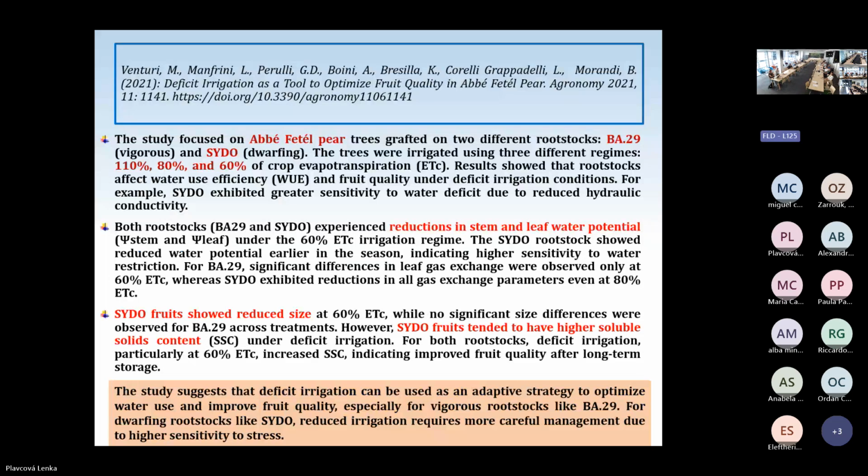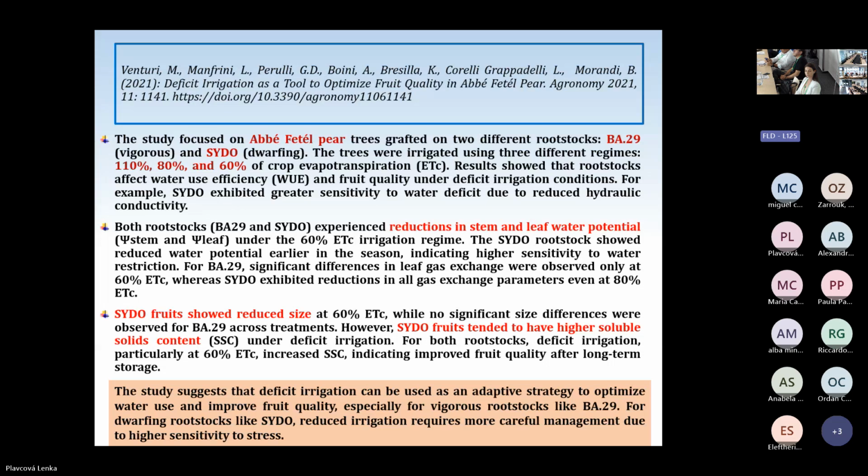This is also one very interesting research which was focused on Early Fatal pear. Trees grafted on two different rootstocks, BA29 and CIDO. And in this research, they were irrigated using three different regimes. And finally, the result showed that CIDO rootstock, as a more dwarfing rootstock, had higher sensitivity to stress in comparison to BA29.